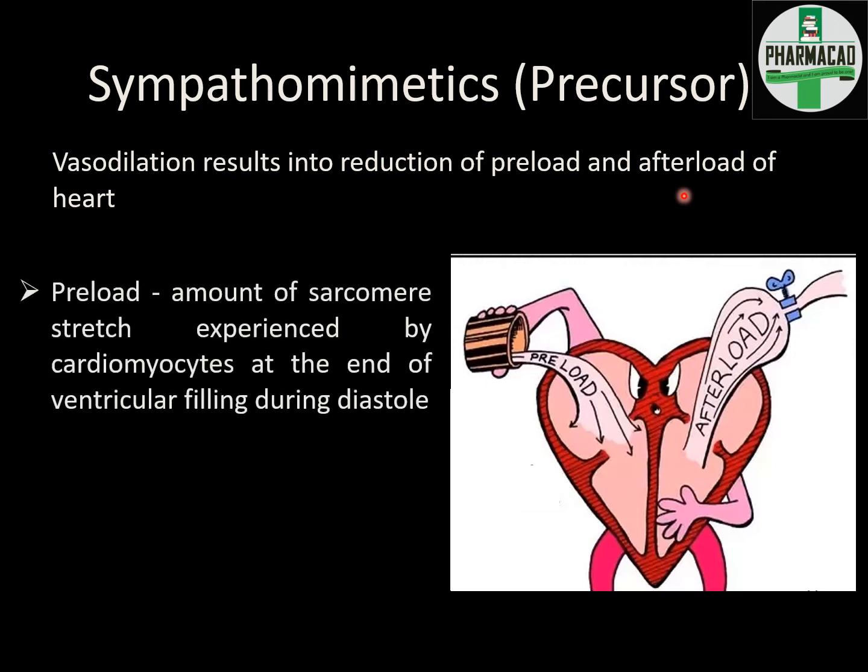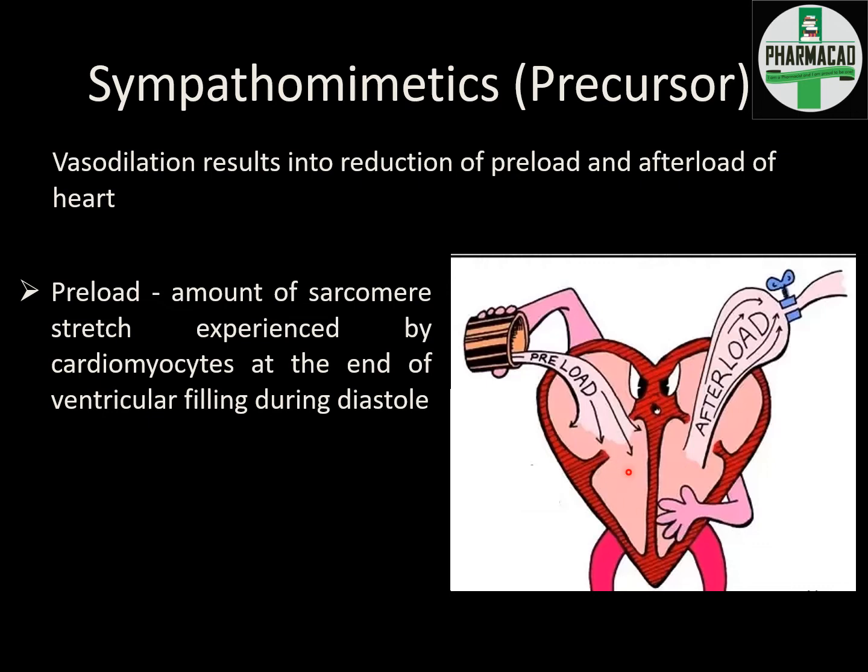So preload is the amount of sarcomere stretch experienced by the cardiac cells. The cardiac cells which are present in the ventricular wall of the heart are experiencing some stretch. Why? Because of the filling of the blood during diastole. So when the blood is filling inside the ventricle, it is exerting some pressure on the wall, right? Because of this pressure, cardiac myocytes are experiencing some stretch.